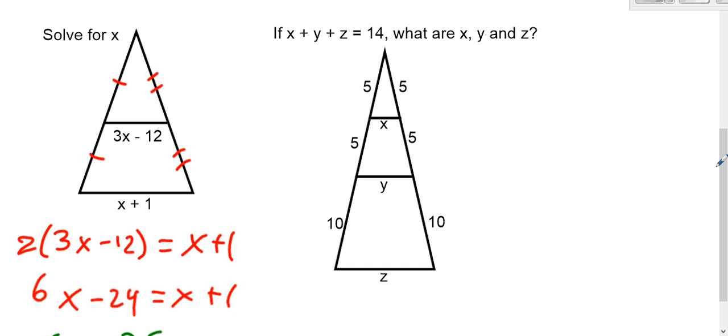Another way we could look at the same type of problem is, we've got this giant triangle. We can see that we've got 5 and 5, 5 and 5. So that means that this length right here in the middle is a mid-segment of this larger triangle right here. So that means that whatever x is, y is twice as much. And whatever z is, that's going to be twice as much as what y was, because we've got 10 and 10. So y is a mid-segment of the entire triangle.